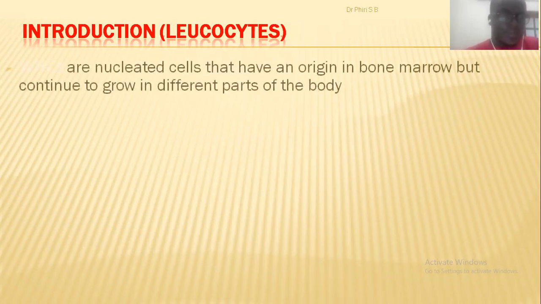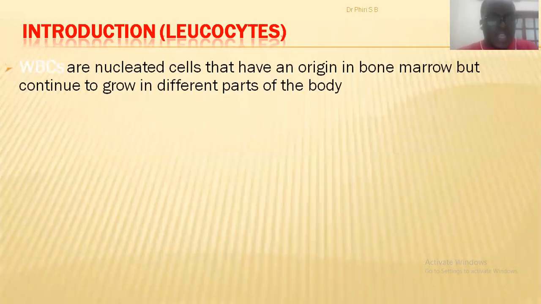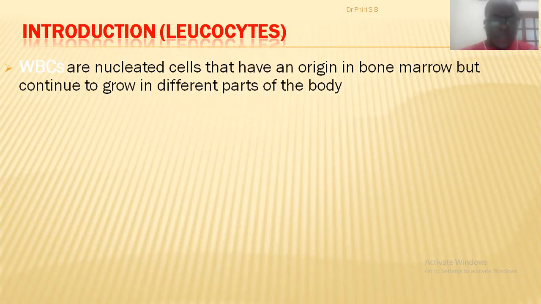Introduction, leukocytes. So what are leukocytes? I've already told you that the first part we're going to discuss is leukopoiesis. So what are leukocytes? White blood cells are nucleated cells that have an origin in the bone marrow, but continue to grow in different parts of the body. So these white blood cells originate from the bone marrow. The red bone marrow is responsible for production of white blood cells.